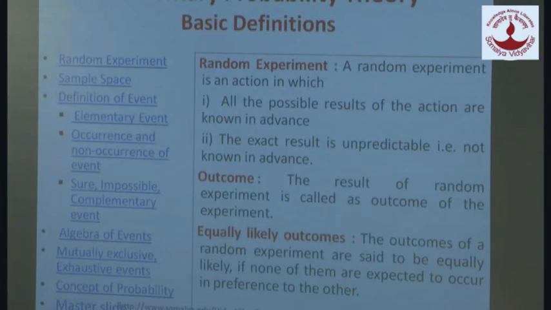If all the outcomes have equal chances, then they are known as equally likely outcomes. Outcomes of a random experiment are said to be equally likely if none of them is expected to occur in preference to the other. A very simple example is throwing a coin. When you throw a coin, we will not give more preference to the occurrence of head, or more preference to the occurrence of tail. We give equal chance to the occurrence of head and tail. So these outcomes are equally likely. When you throw a die, all the numbers are equally likely to occur. So that is equally likely outcomes.